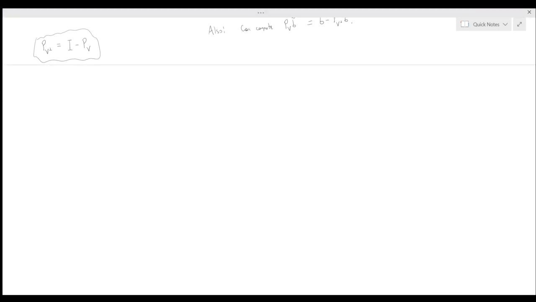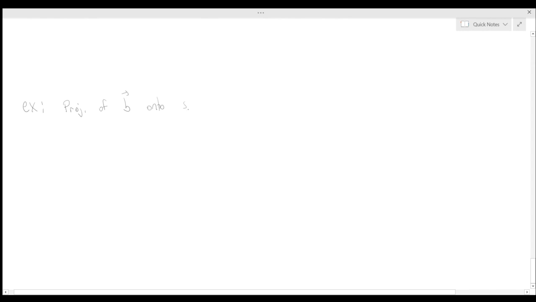Okay. So yeah, the last thing I want to say is, I'm not going to work out this example, but I'm just going to talk a little bit about it. For this example, let's say we wanted to find the projection of some vector B onto the span of some vectors, which I'm just going to create right now.